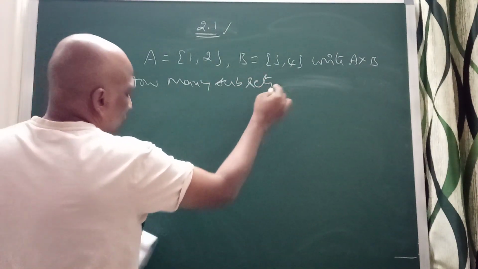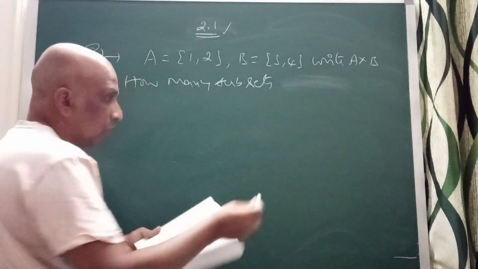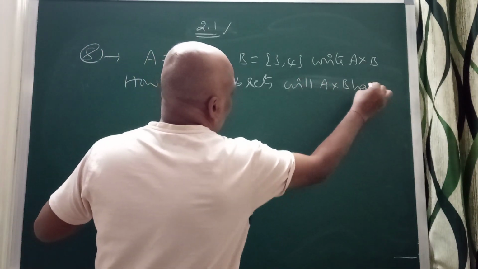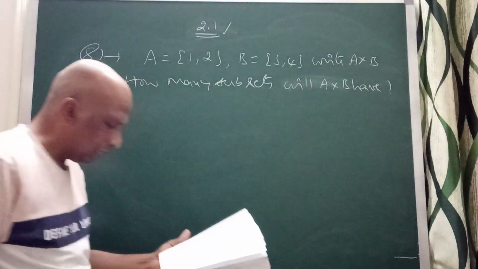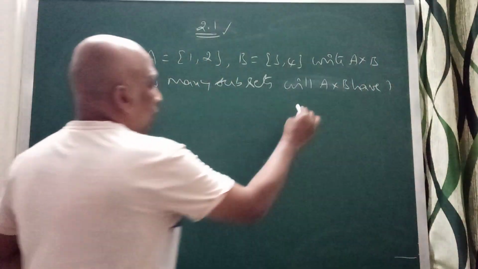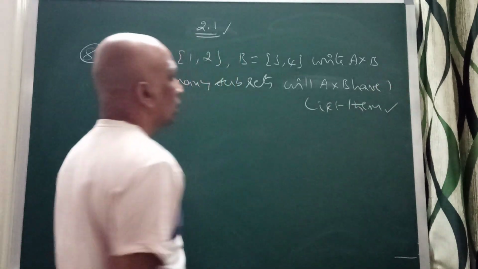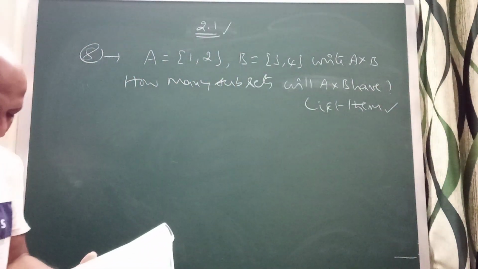How many subsets will A cross B have? That they are asking. Again, list them. They are asking for subsets of that, and to list them.